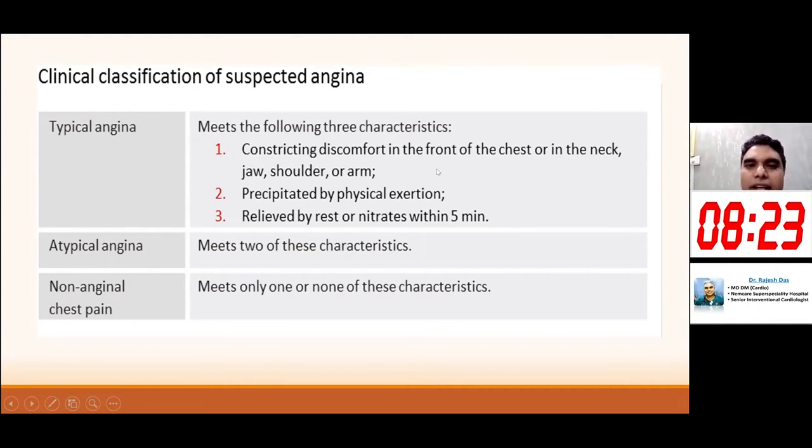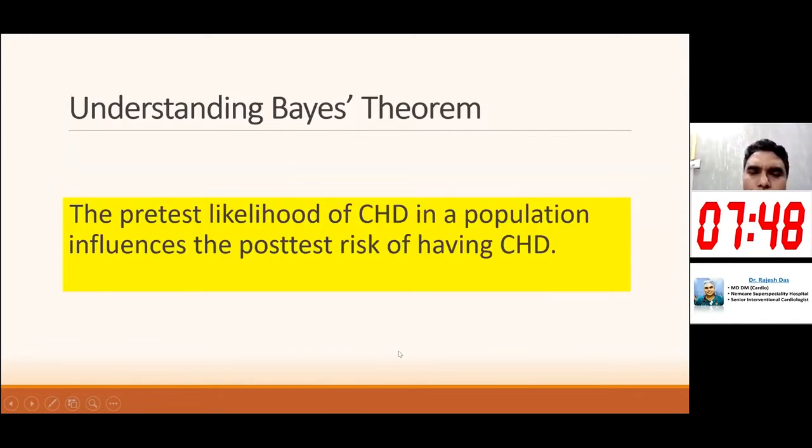Whenever all three criteria of typical angina are fulfilled, like constrictive discomfort in front of the chest or in the neck, jaw, shoulder, or arm, which is precipitated by physical exertion and relieved by rest or nitrate within 5 minutes, then we say the chest pain is typical angina. If only two criteria are fulfilled, it is atypical angina. If none of these three criteria are fulfilled, we term it non-anginal chest pain.